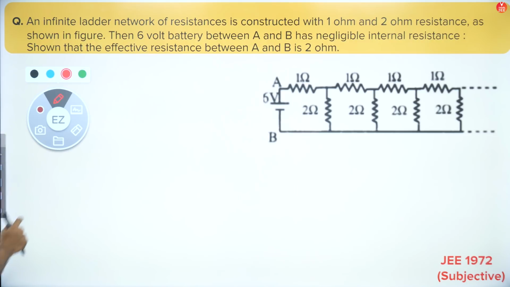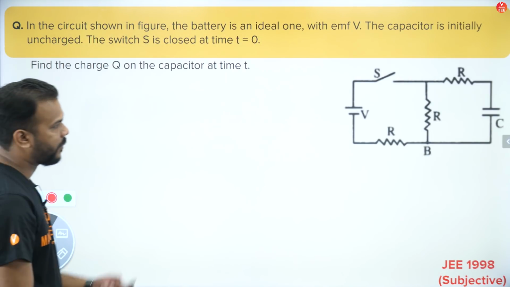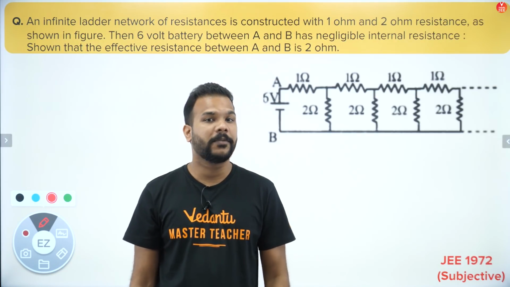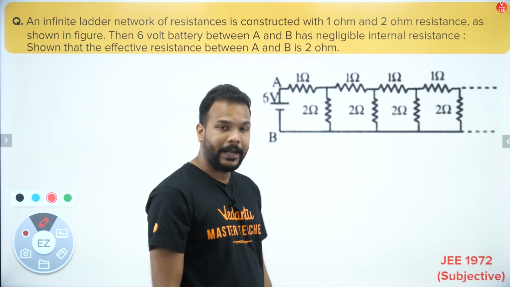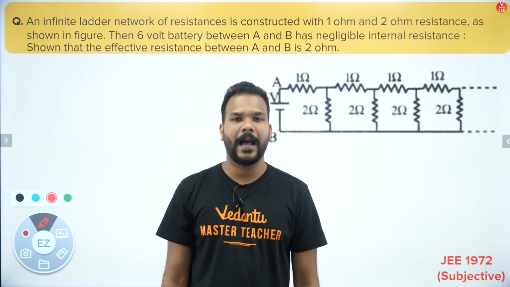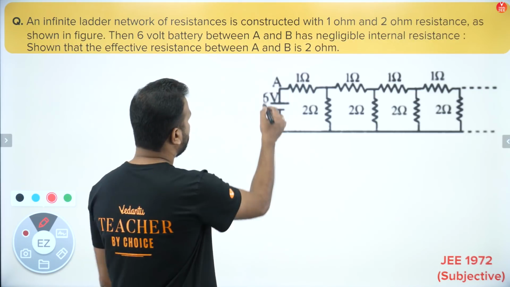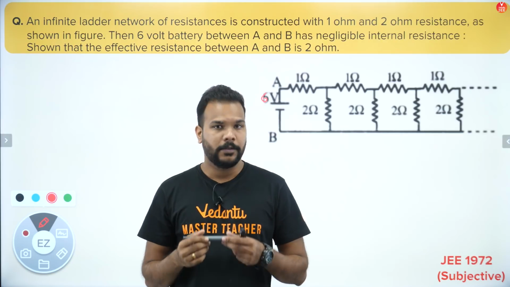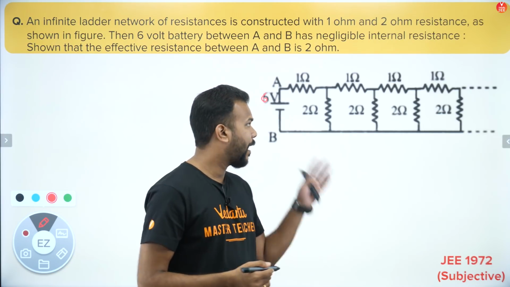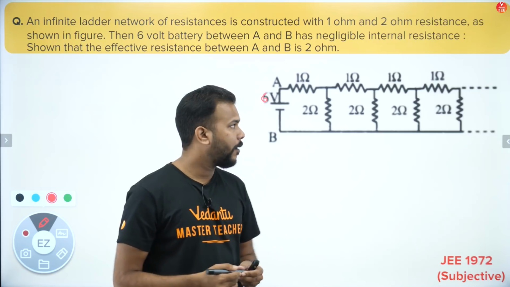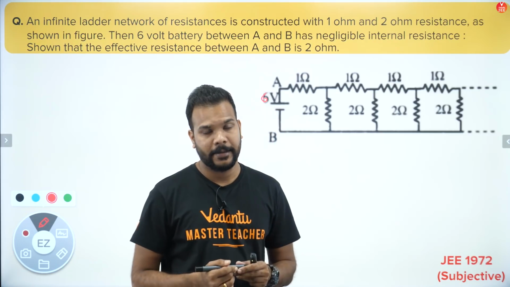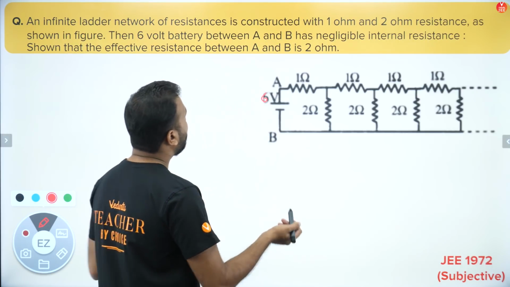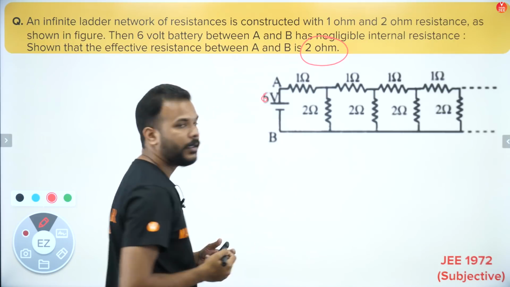Okay, now one of the questions which is feared by many students. Yes, the one which includes an infinite ladder of resistance. This question can also be formed with an infinite ladder of capacitors as well. Well guys, the question in front of you says that you have a 6 volt battery, and the battery is providing power or energy to a ladder of series of resistances, and the pattern is repeating for an infinite distance. We want to find the effective resistance between A and B, and they are asking us to prove that that value is going to be 2 ohms.